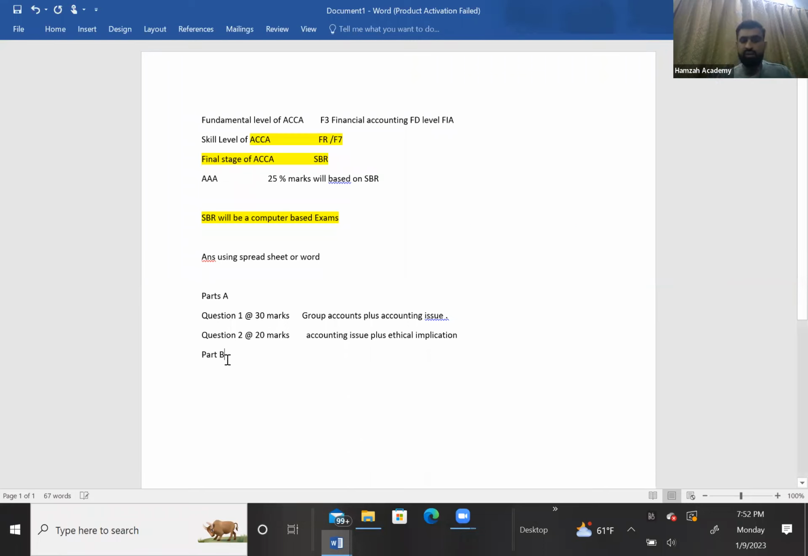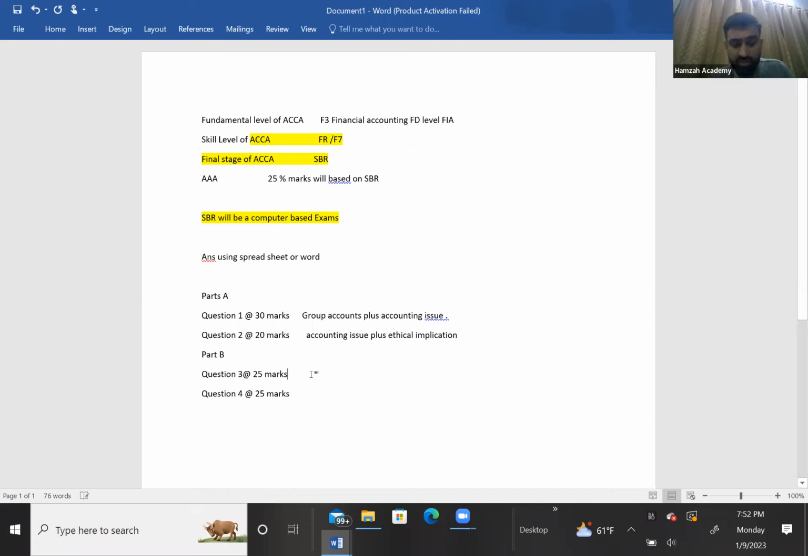Similarly, then we have a part B. In part B, we have question number 3, and it will be 25 marks. And similarly, question number 4 will also have 25 marks. So the 50 marks would be available here.